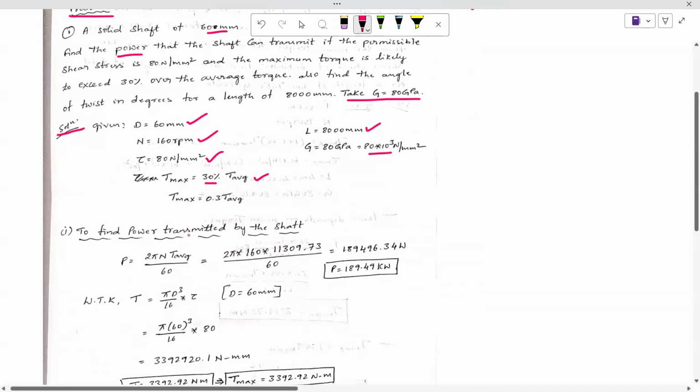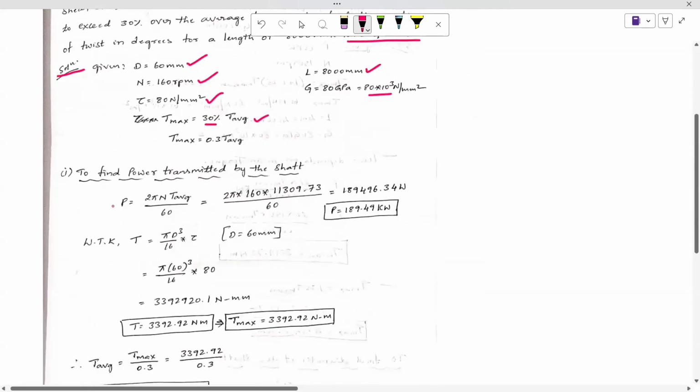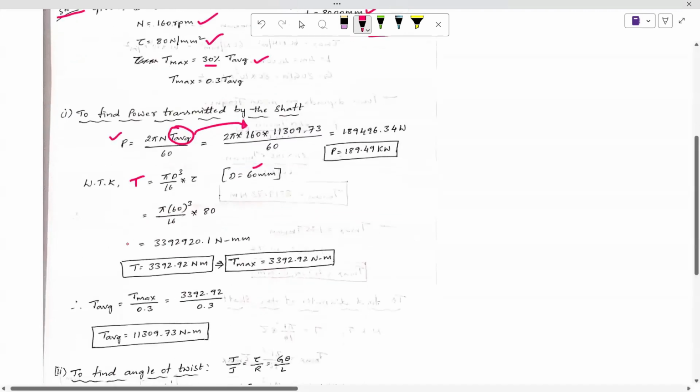Now, to find the power transmitted by the shaft, the formula is P is equal to 2 pi NT by 60. Here T we are going to take as the average torque. Before that, we need to find out this value, T average. For that, we have this equation. If you have already gone through the previous video, you may already know how we got this equation: T is equal to pi D cube by 16 into tau. D is 60 mm, given in the problem. Just substitute here and you are going to get T.